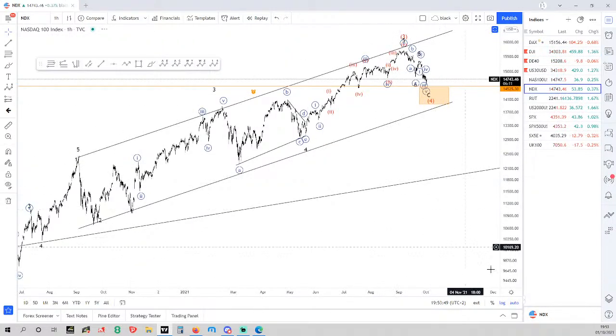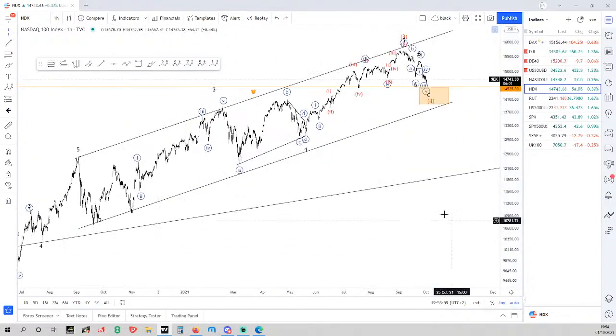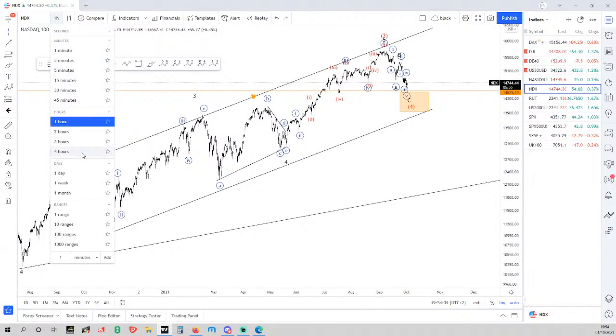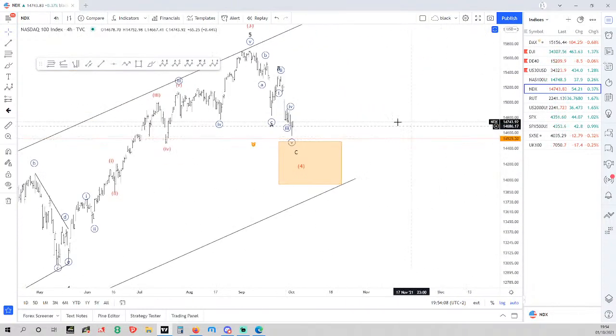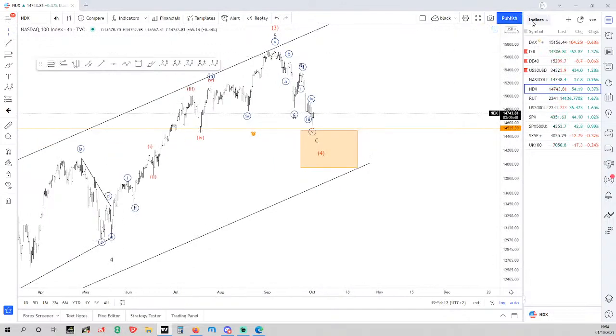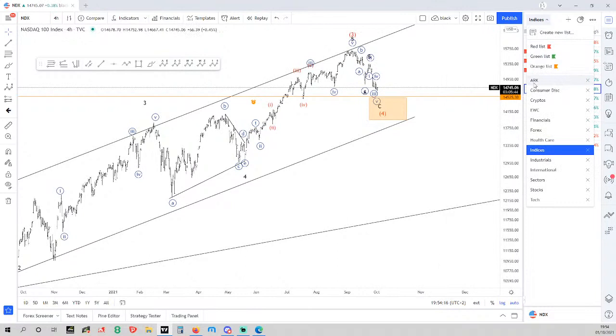The question now is how deep the correction is going to be, and to answer that question, we can try to estimate it, but of course we don't know until it happens. But yeah, I better stop looking at the indices, otherwise I'm going to get into some position. I know myself, I love the indices.